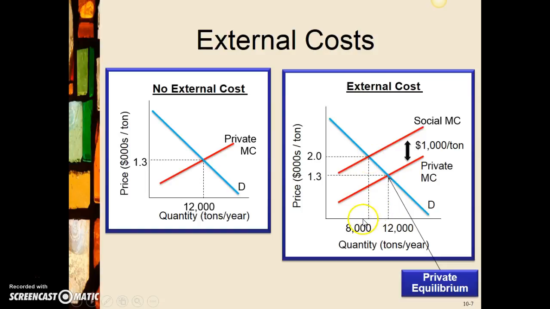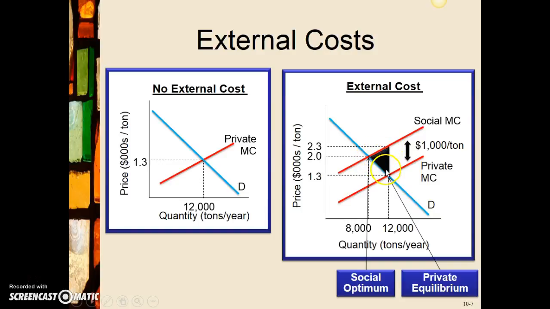And so relative to the socially efficient, we see that she's going to produce 12,000 tons of honey a year, when what actually is efficient is 8,000 tons. So we overproduce when we have a negative externality. And so that creates deadweight loss. And this triangle here is the deadweight loss from a negative externality.